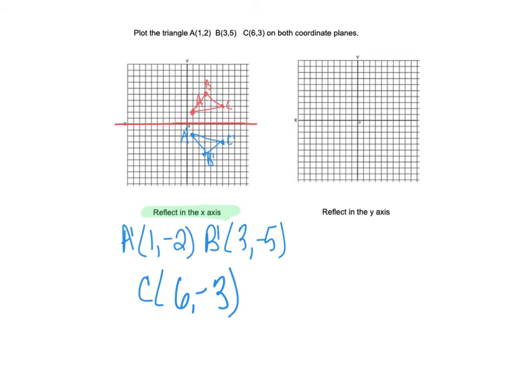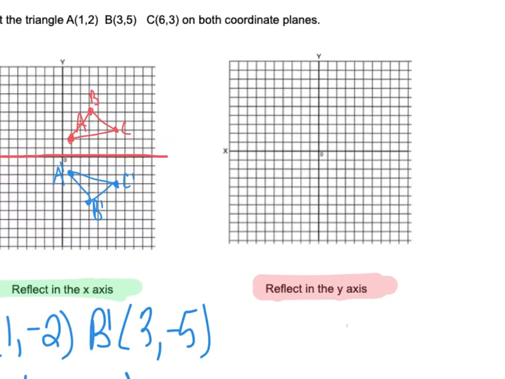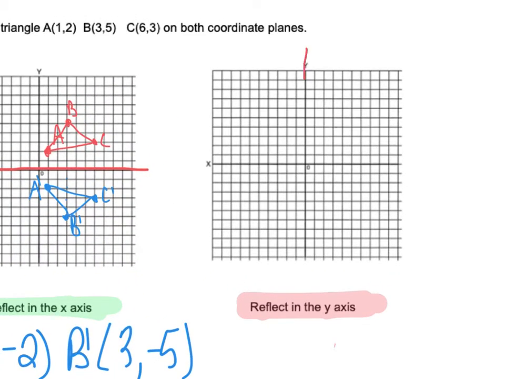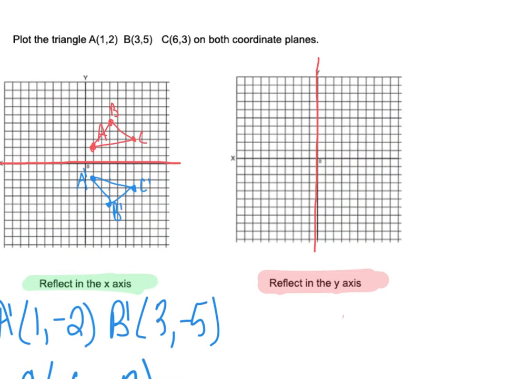Okay, so now we're going to do the same thing, except this time we are going to reflect in the y-axis. Again, make sure you're reading the directions and doing the correct axis that you're reflecting over. So let's highlight our y-axis here. The y-axis goes up and down like that, and plot those same 3 points, A, B, and C.